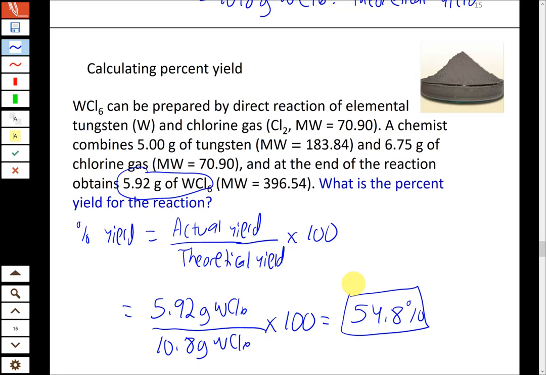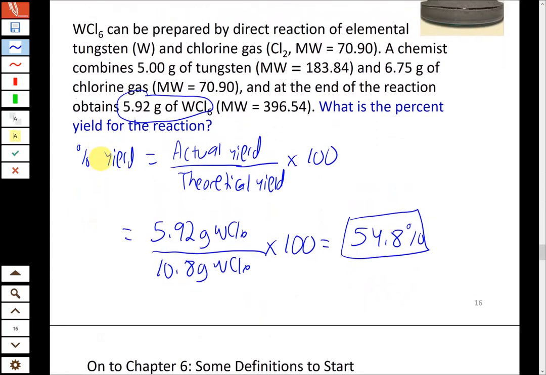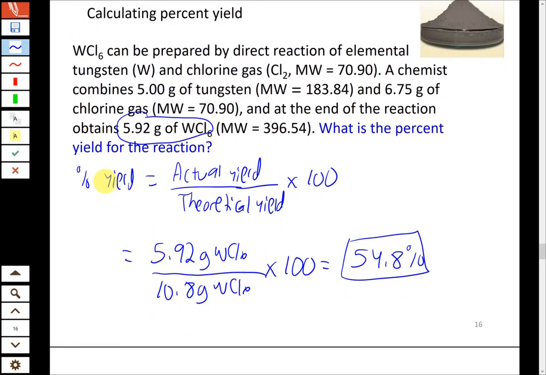It's just one step at the end to calculate percent yield once you have your theoretical yield and the given actual yield that you're provided. All right, so any questions on percent yield? Okay, so I think that takes us to the end of chapter 5. So any last questions on stoichiometry before we leave it for a bit?